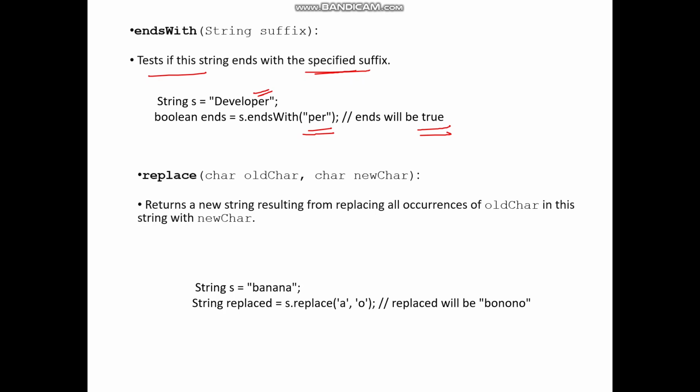The next one is replace. Replace the old character with the new character here. It returns a new string resulting from replacing all the occurrences of the old character with the new character. Now see this one here. String s equals banana. String replace equals s.replace('a', 'o'). Means wherever the a is available, in all those places o will be available here. It becomes bonono. Replace the old character with the specified new character.